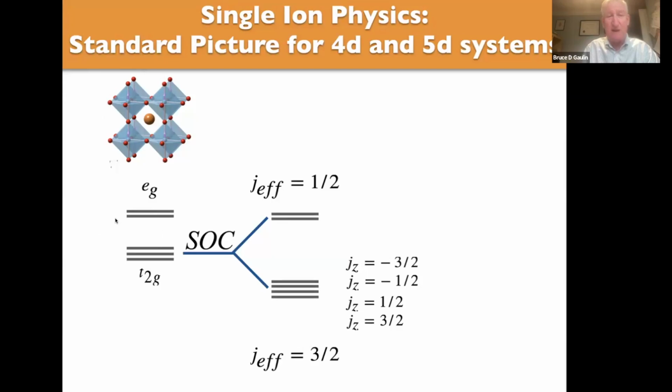And so for the most part, we're going to forget about the EG excited state in the work that I'm going to show, and then apply spin orbit coupling, which would then take the 6 levels associated with the T2G orbitals and the spin degree of freedom, and break that up into a low-lying quartet, which is an effective J equals 3/2, and an excited J equals a half doublet. So that's our standard sort of starting point.